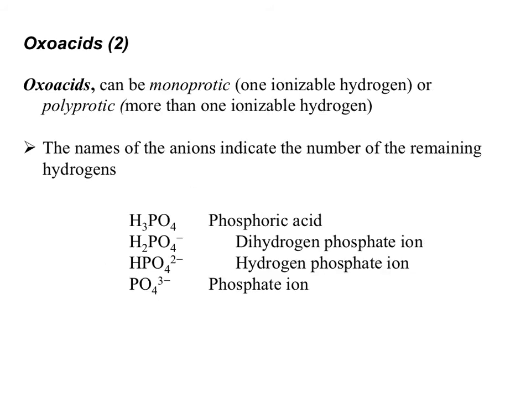Oxoacids can be monoprotic, with one ionizable hydrogen, or polyprotic, where more than one ionizable hydrogen is present. The names of the anions indicate the number of remaining hydrogens. So H3PO4 contains the phosphate ion, therefore it should be phosphoric acid. However, once we remove a proton, H2PO4-, we would say it's dihydrogen phosphate ion. HPO4 2- becomes hydrogen phosphate ion, and PO4 3- is just phosphate ion.